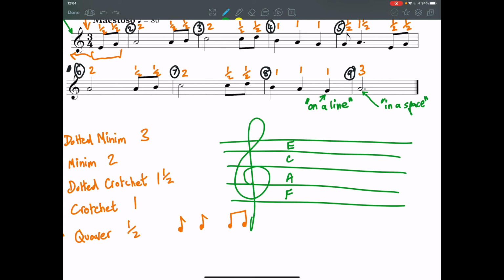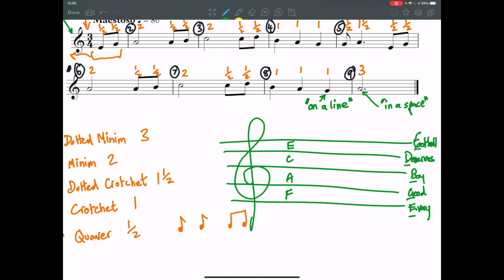If it's on a line, we remember this rhyme. Every good boy deserves football. So we're really interested in the first letter of each of those words. E, G, B, D, F.